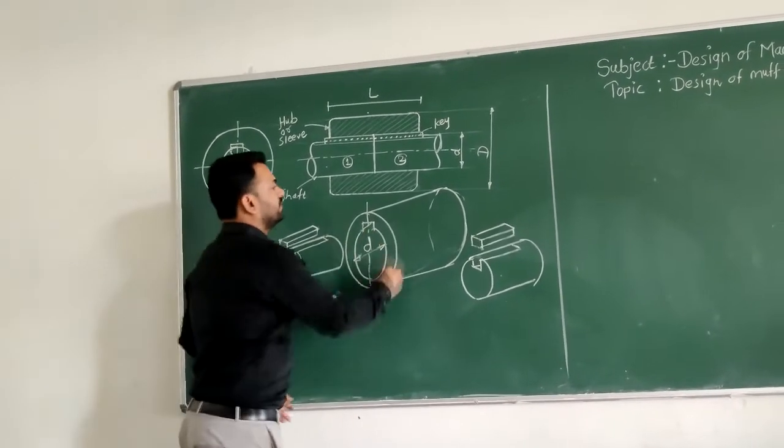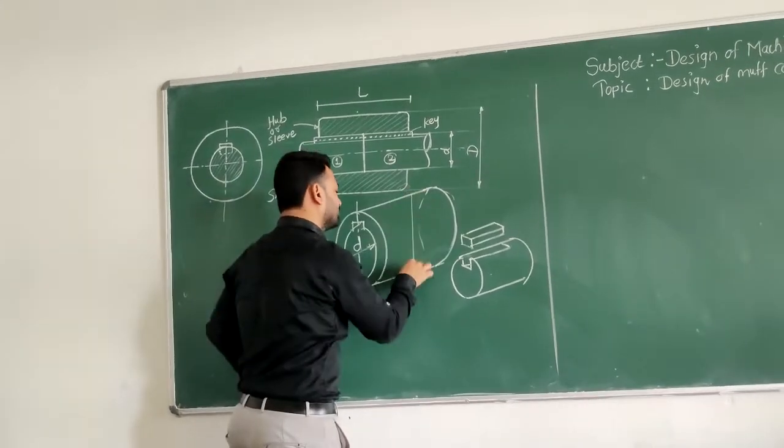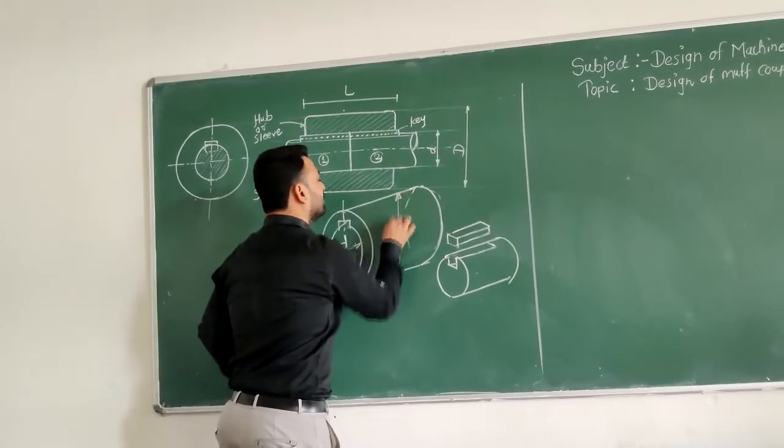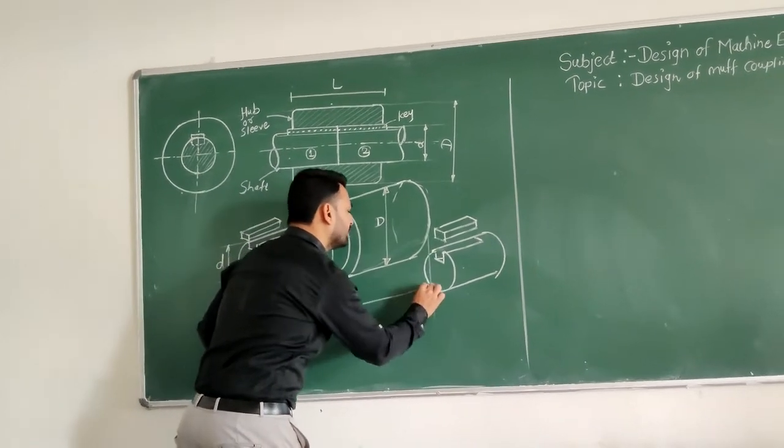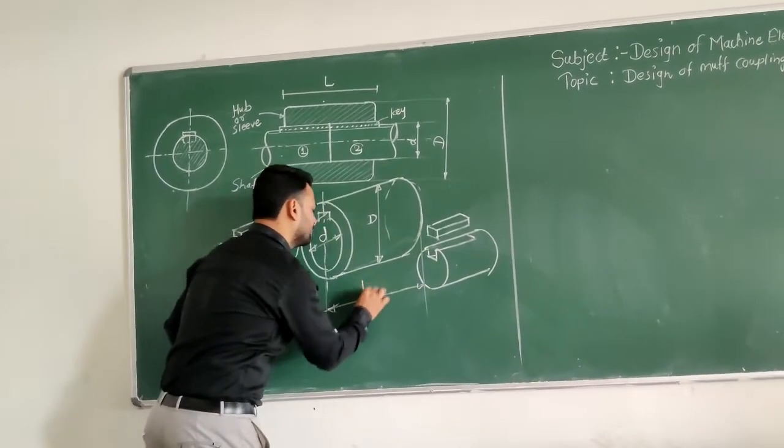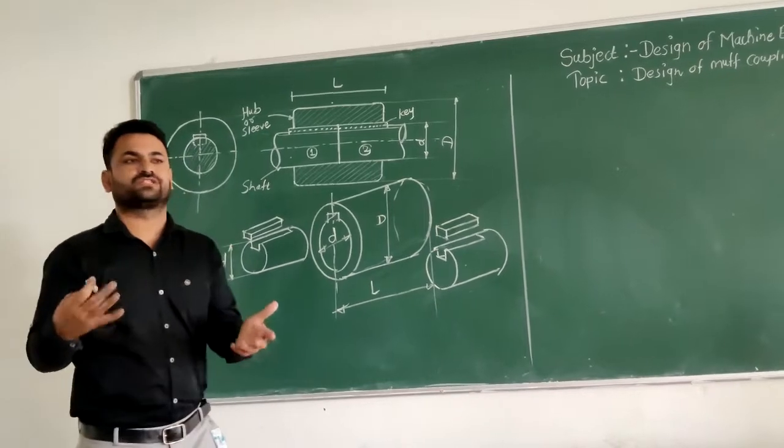Then this is the capital D, the diameter of the hub. Here is the L. L is the length of the hub, or length of the sleeve.